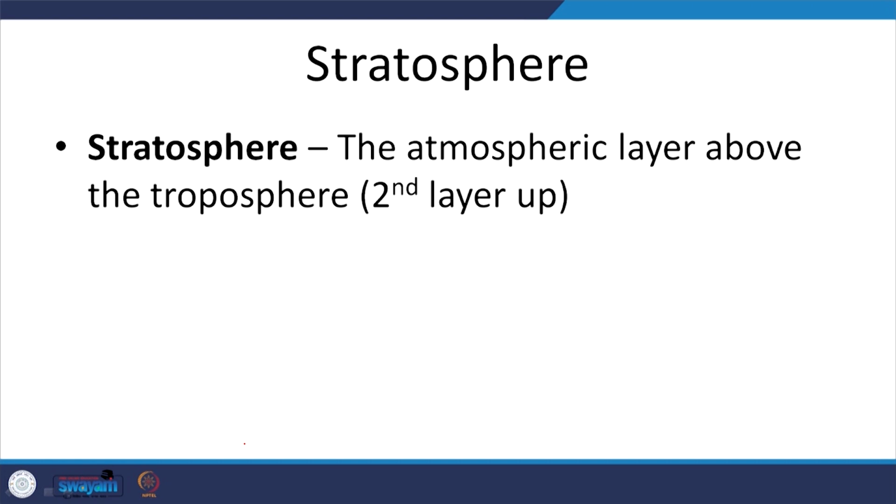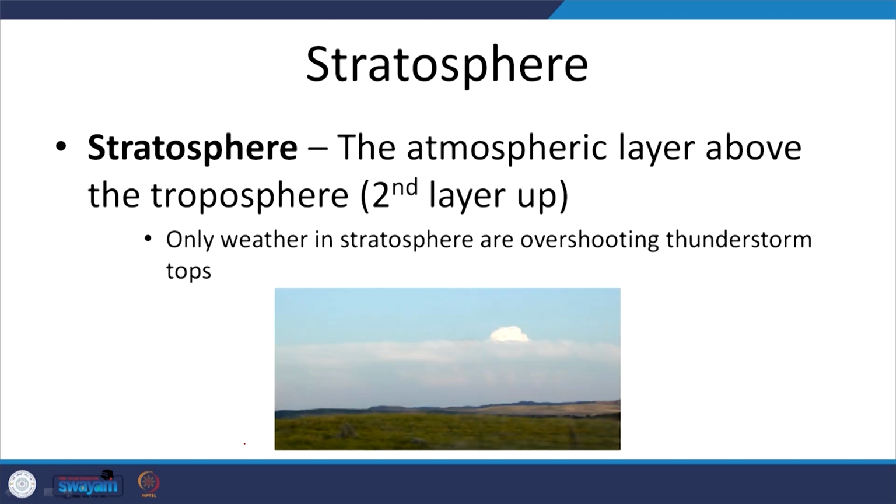So, similarly, stratosphere is the second layer from the bottom, the atmospheric layer above the troposphere. What you see is, nothing much happens here. All the weather happens in the troposphere and nothing much really happens in the stratosphere. Sometimes you may encounter some weather in the stratosphere. The only weather that you may encounter in the stratosphere are the overshooting thunderstorm tops.